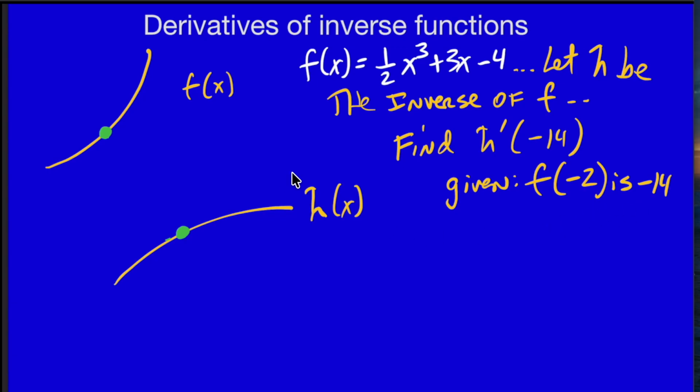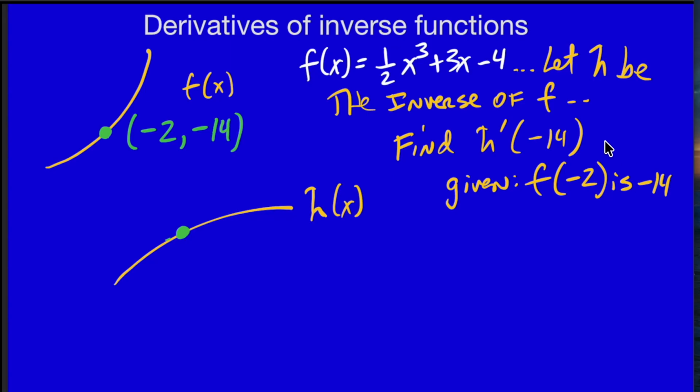So folks, here I have schematic versions of the original function and the inverse function. So they give us that f of negative 2 is negative 14. Therefore, we know that we have a point on f, negative 2, comma, negative 14.